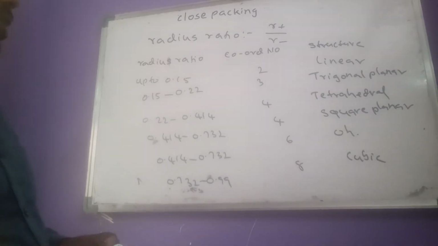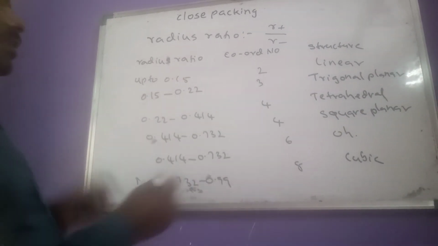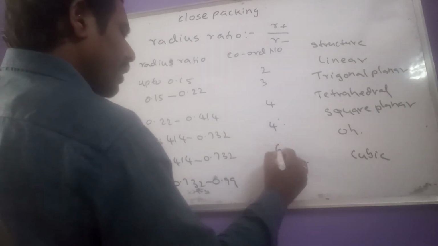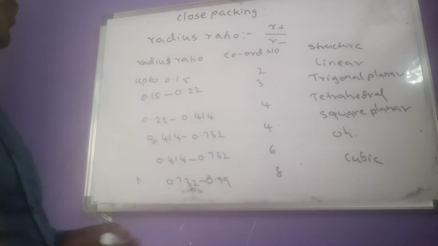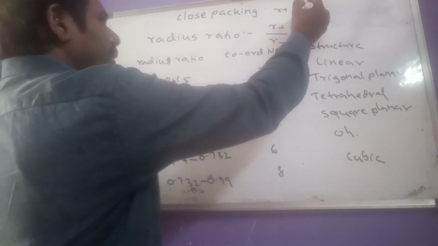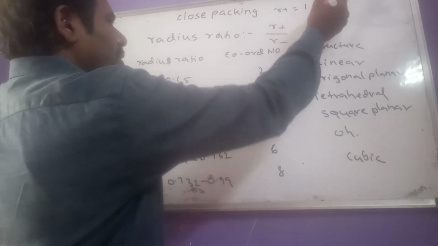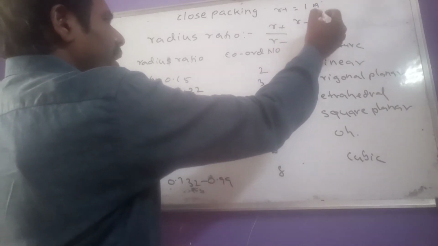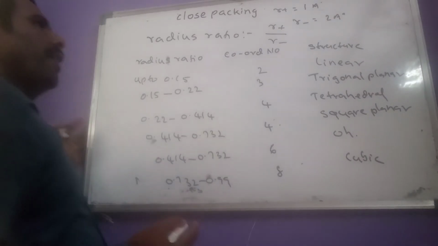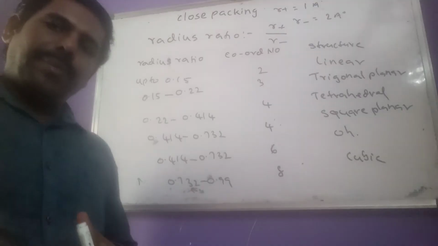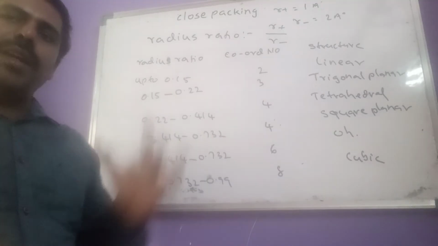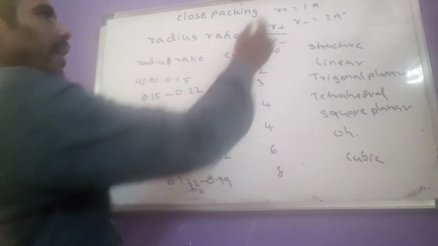So what questions do we get regarding this coordination number and structure? They give the radius of cation, for example 1 angstrom, and the radius of anion, 2 angstroms. What is the coordination number of the crystal formed from that cation and anion? So we have to calculate the ratio.